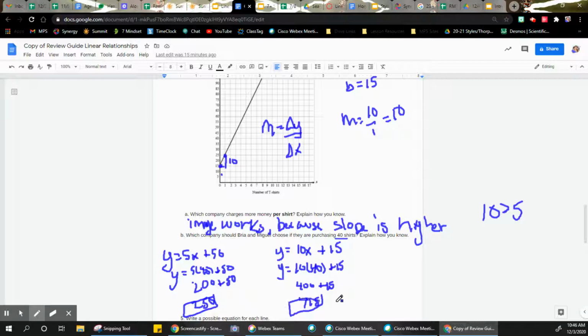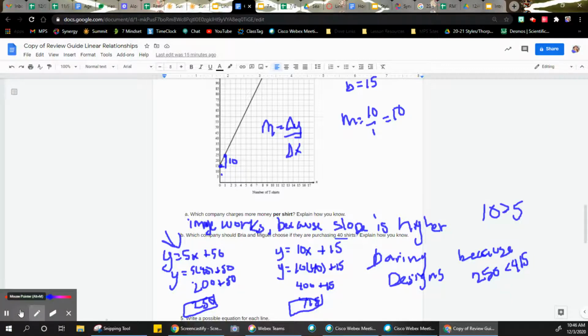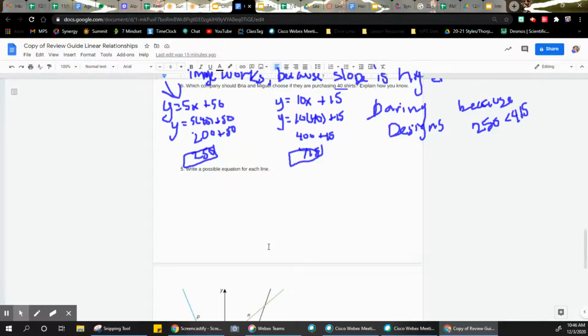So which one is cheaper? ImageWorks, Daring Designs, this first one, right? So they should order from Daring Designs because it's cheaper. And because we know that 250 is less than 415. Okay? All right, let's move on to my next one.